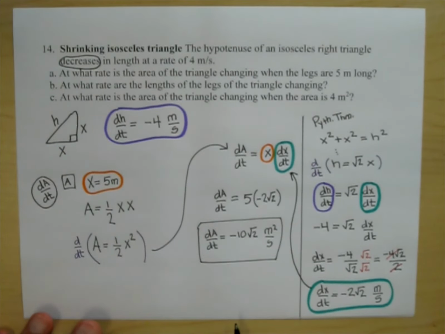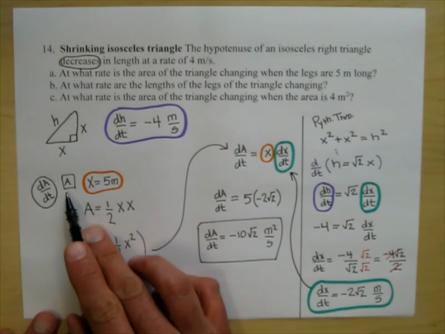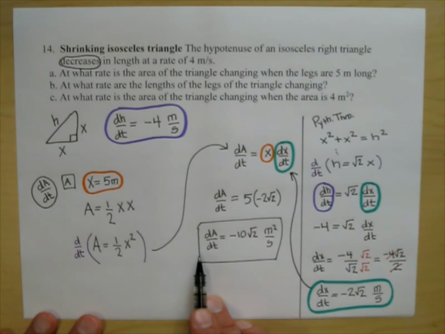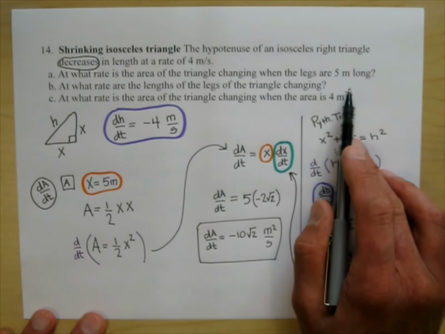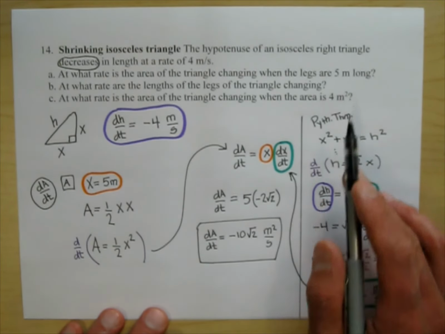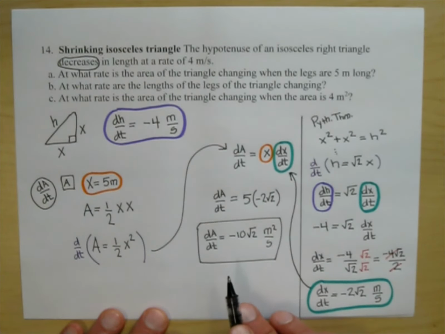So that was a little bit tougher than problem 12, and that answers part A. Part A is right there. At what rate is the area of the triangle changing when the legs are 5 meters long? And so that's what it's changing at. Now we don't want to put this in our calculator and round unless they ask us to round. Okay? So when they don't ask you to round, usually at the math level you're working at, you want to put the exact answer.